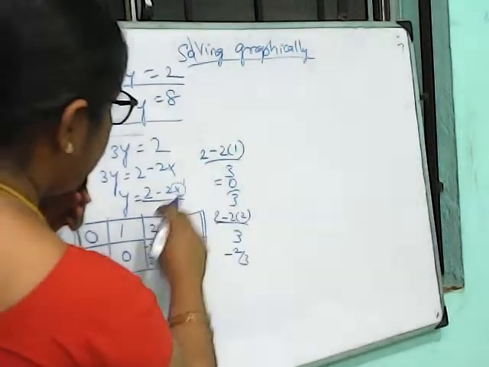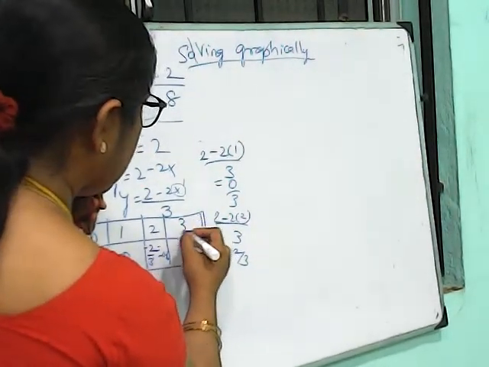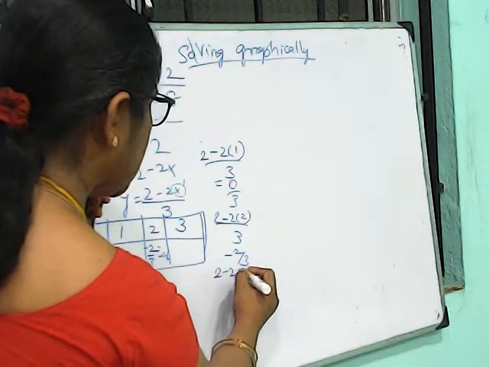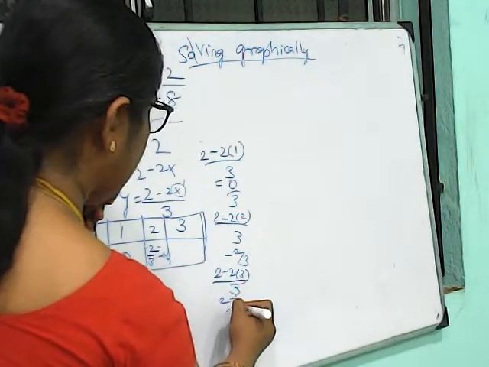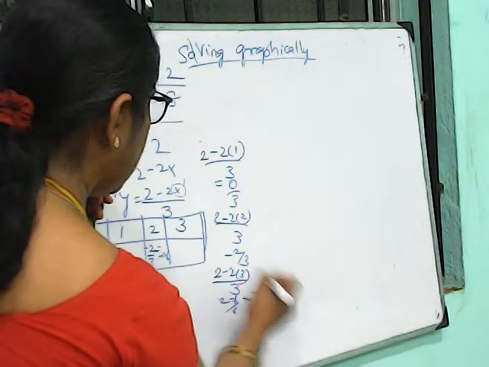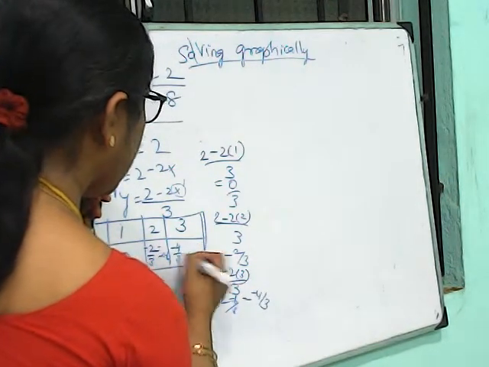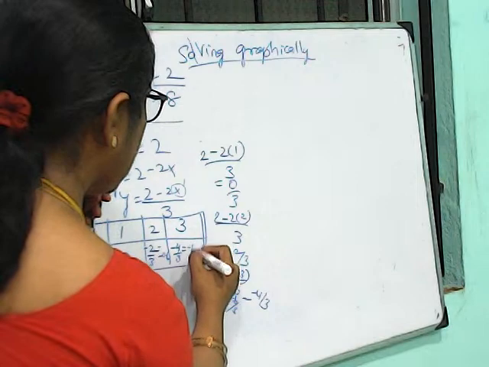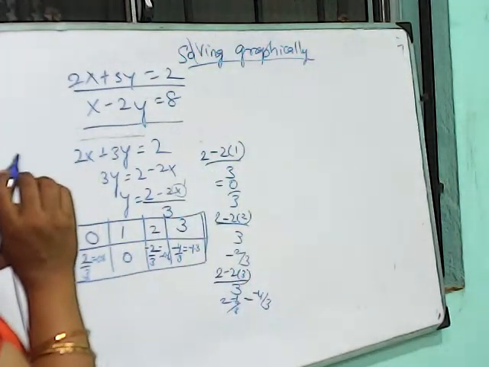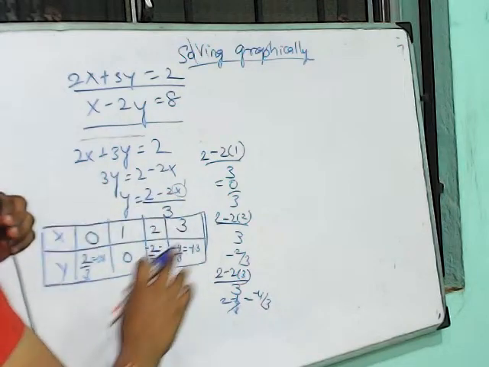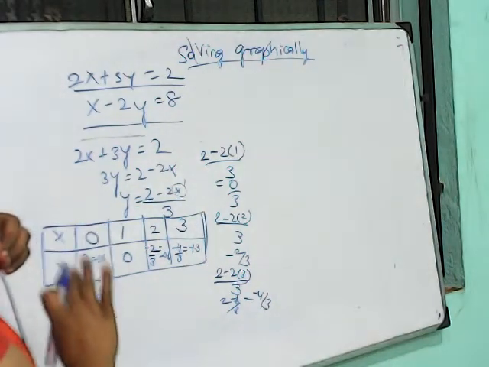Okay, next we'll take x value to be 3. When x is equal to 3, 2 minus 2 into 3 by 3. So 2 minus 6 by 3 which is minus 4 by 3. Minus 4 by 3 which is minus 1.3 approximately. Okay, here we have to take rounded values, approximate values are fine.